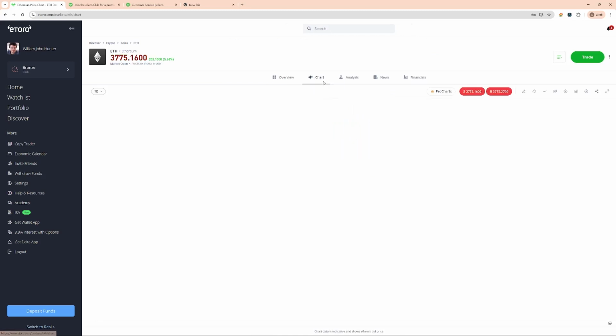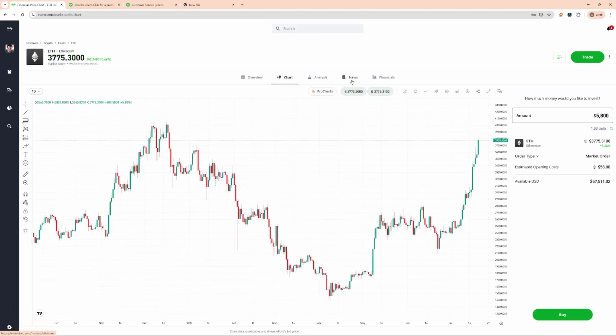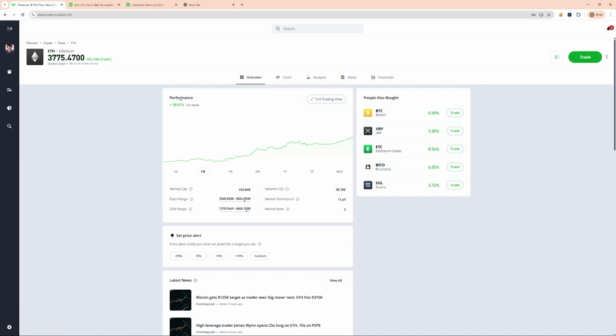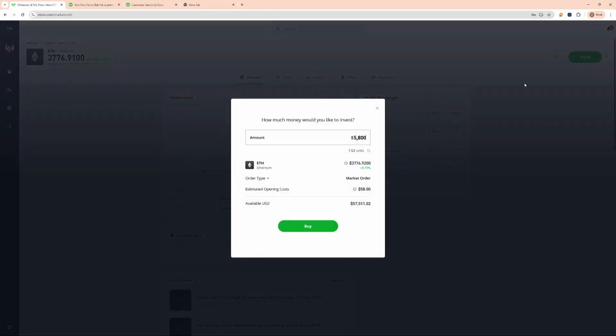We can actually see the chart in more detail if we go here. We've got the analysis, news and financials. In order to buy Ethereum, I'm going to go over here to the top right and press the trade button. And then it's going to ask me how much I want to invest. So for the sake of this tutorial, let's say we're going to do $100 on my practice account.